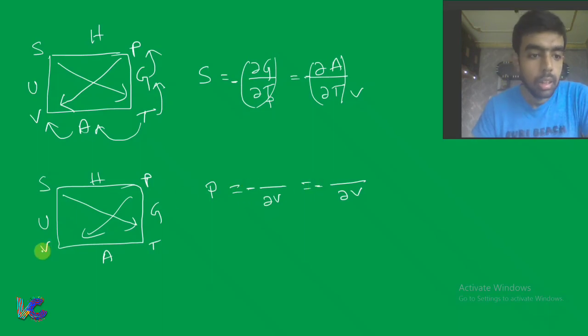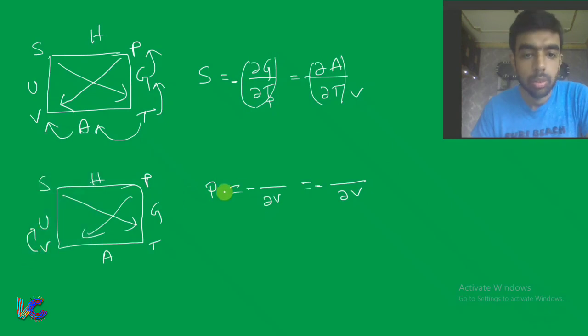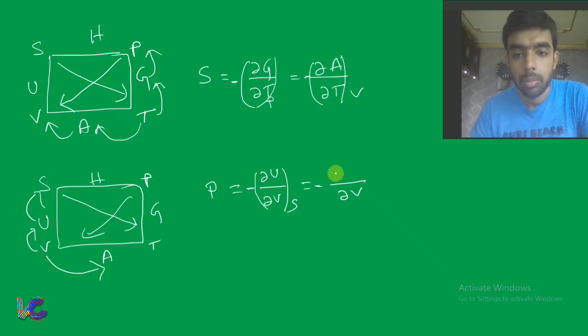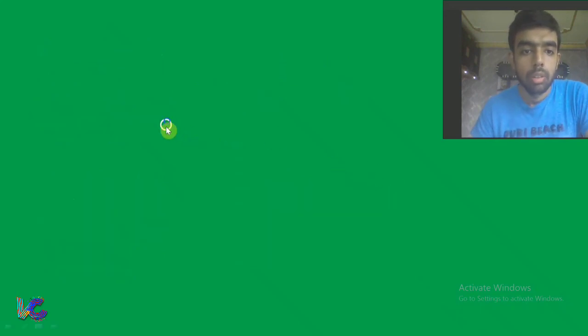Now from V, on this side there is U. So in one case there will be del U, and the constant will be S. And on the other side there is A. That means it will be del A, and the constant will be T. For the other two, you can also do it in a similar manner.